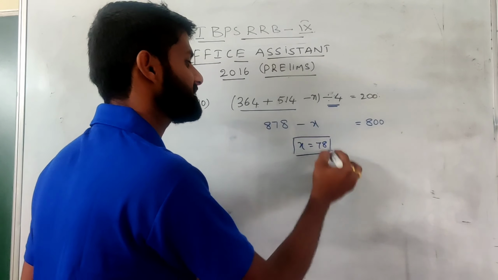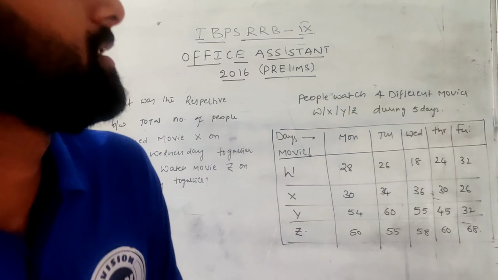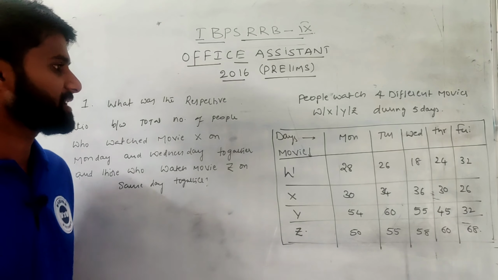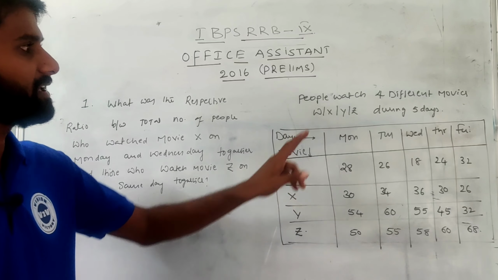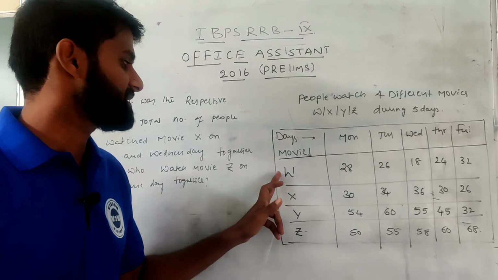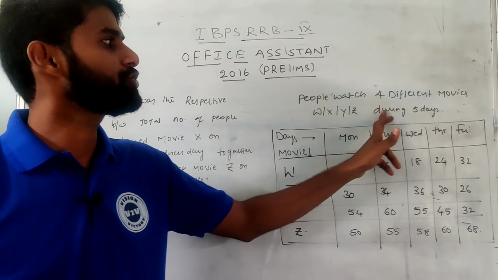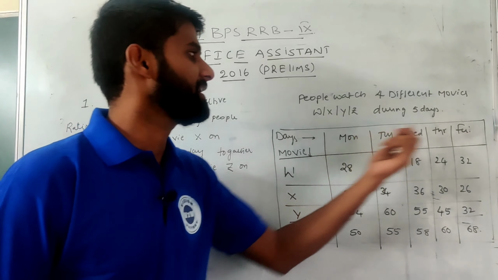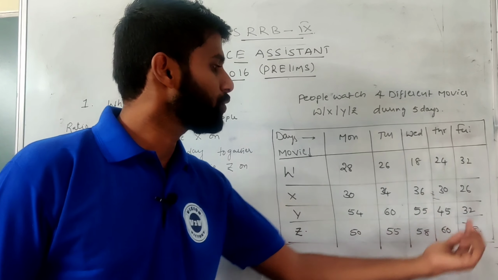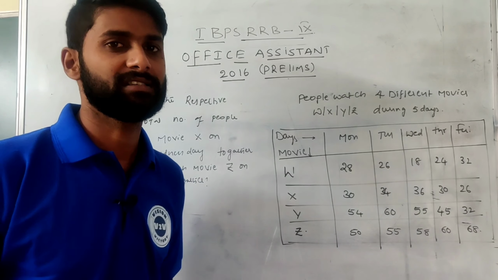These are the simplification questions. Now we'll go with the data interpretation. First, there is a table given. People watched 4 different movies W, X, Y, Z during 5 days, from Monday to Friday, and these are the people who are watching different movies on different days. So this is the sheet.